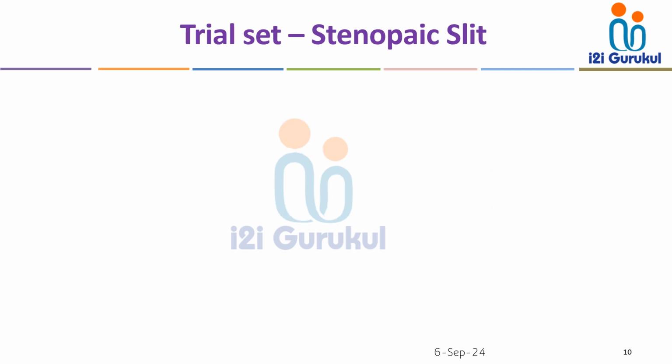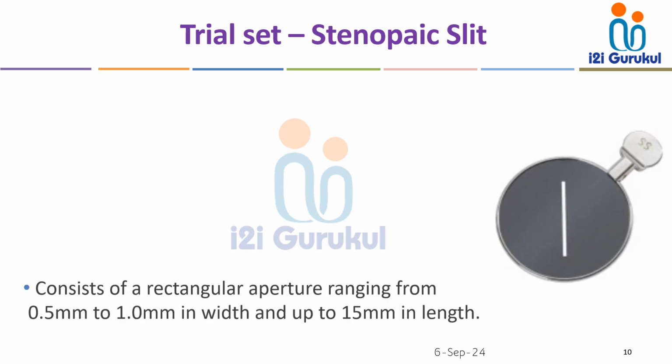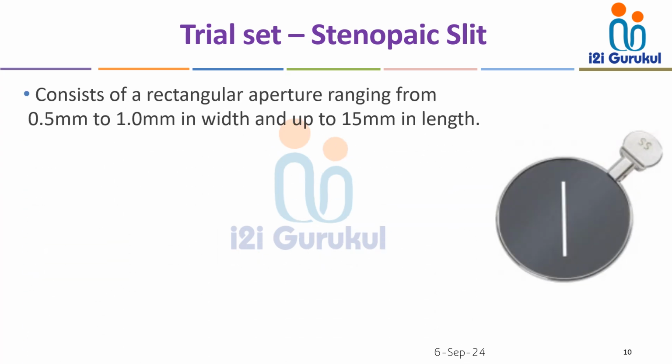Moving towards the next point, that is accessories of the trial set. In the accessories, we have the stenopic slit. You can see in the image here. This consists of a rectangular aperture ranging from 0.5 to 1 mm in width and up to 15 mm in length.